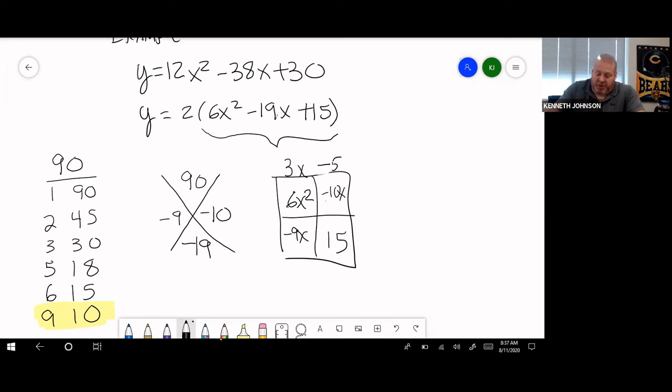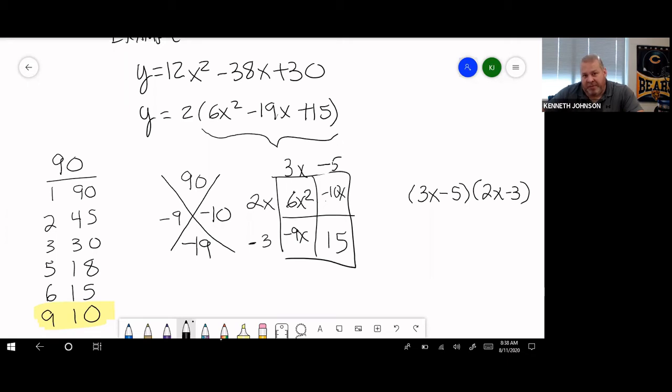Now I'm going to look at this row. They're both even. They have 2 in common, and they both have an x. Remember, this one's touching a positive box, so it stays positive. This one here, they're both divisible by 3. And that's a negative box, so this is going to be negative. And that's my factor form, 3x minus 5 and 2x minus 3.